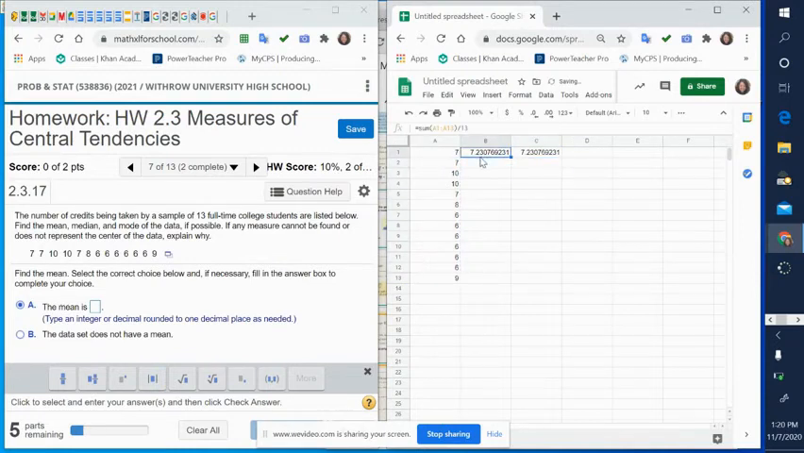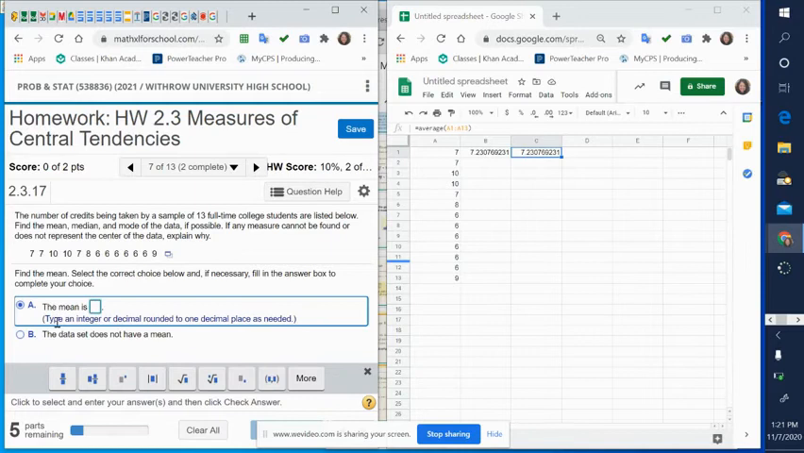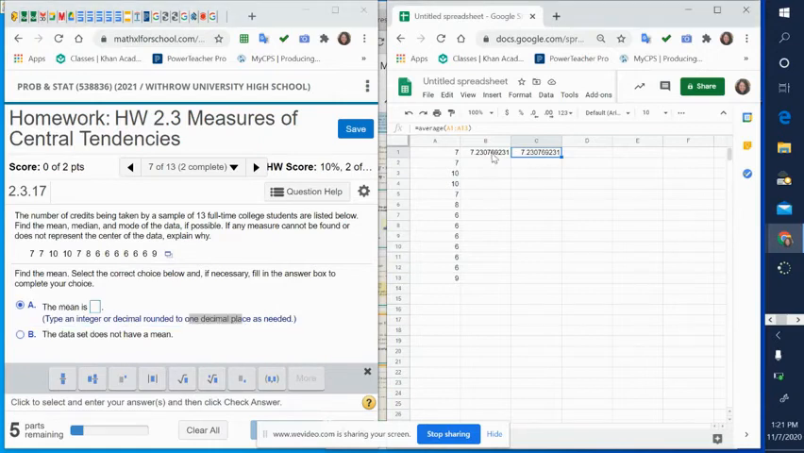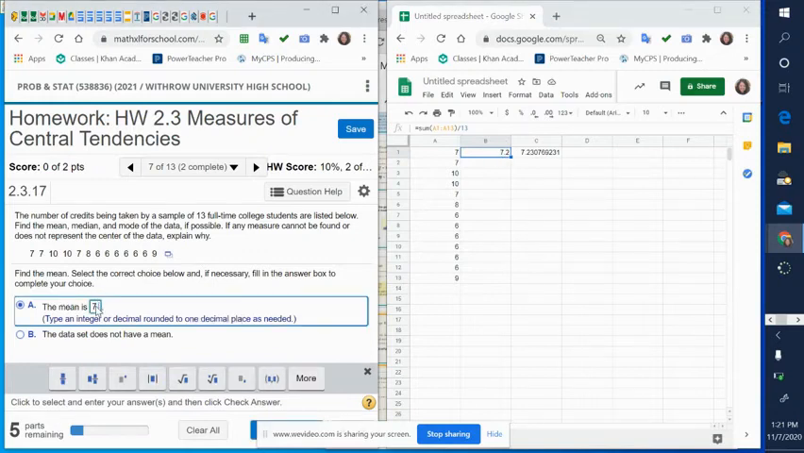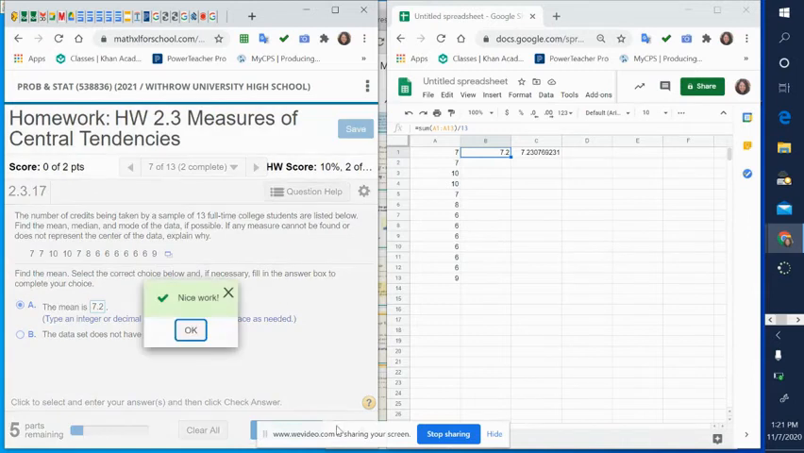Look at that, so either tell it to add them up and then divide or just tell it to do the average. Kind of cute. So it says type an integer, which is a whole number, or a decimal rounded to one decimal place. Okay, so I'm going to round this guy to one decimal place, which is 7.2. If you don't remember how to round, you can always cheat with the spreadsheet. Just push this button until you get down to one decimal. So cheating. I mean, using your resources, right? So 7.2. Let's see if we're right.